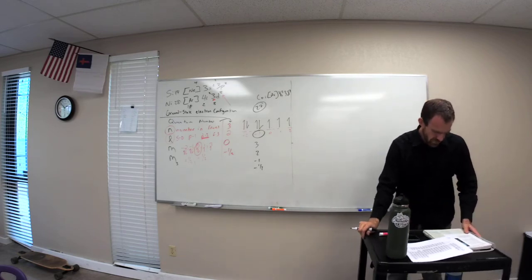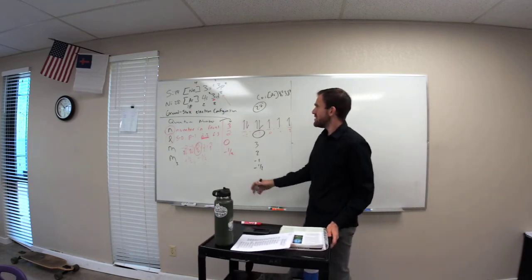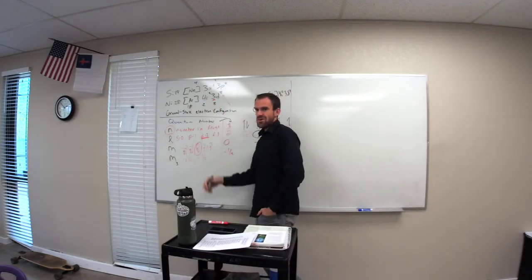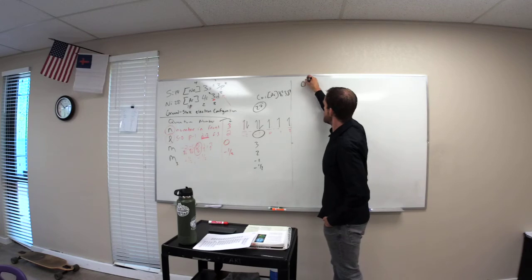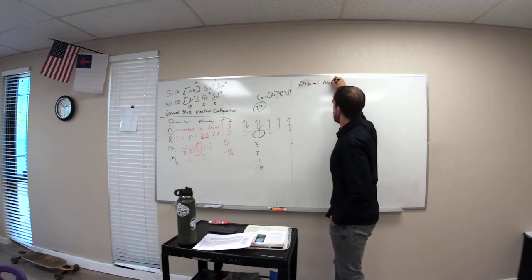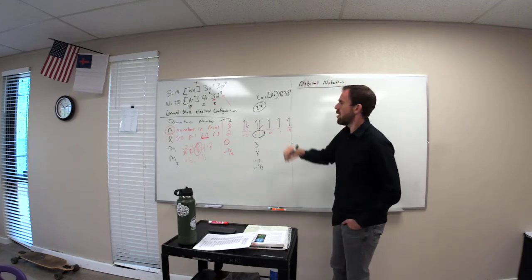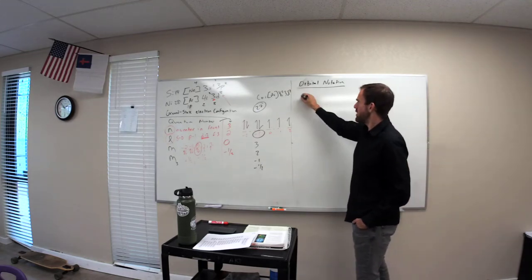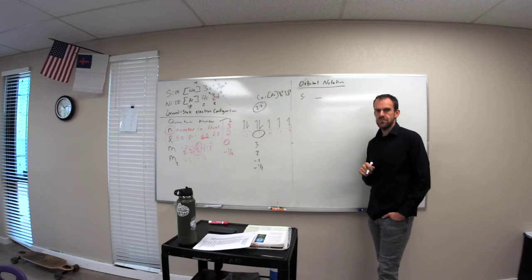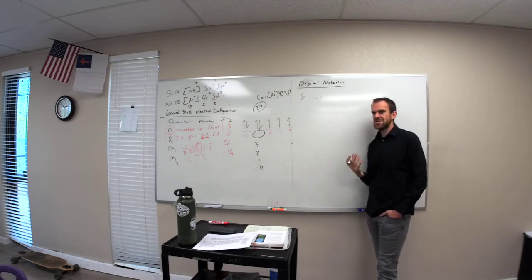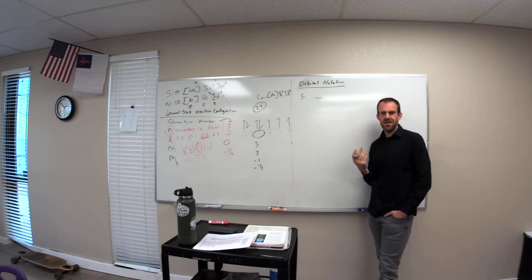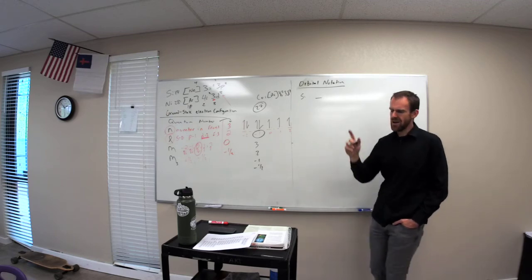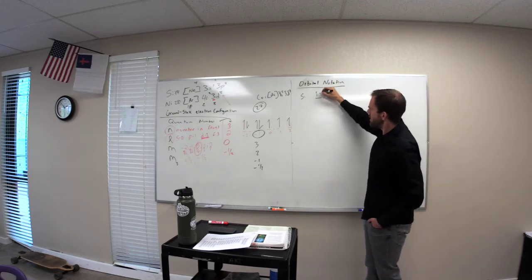So, the trick is that for every s orbital, you're going to leave one spot. There's one spot for electrons to live. How many electrons can live there? 2. You can have one pointing up and one pointing down.